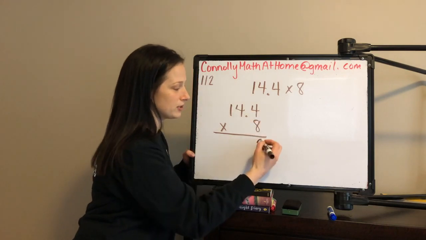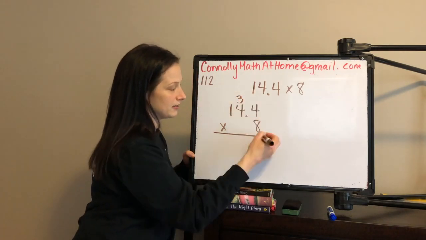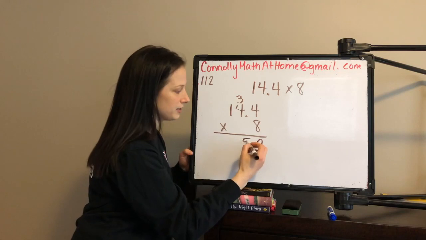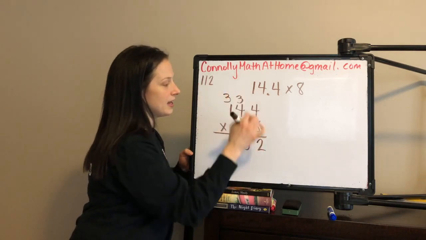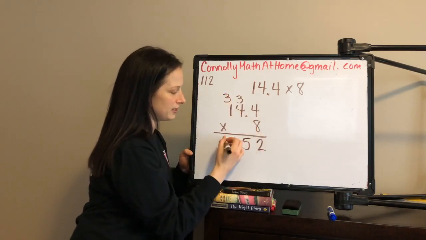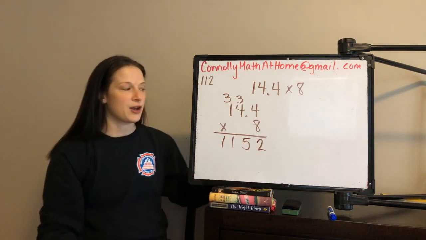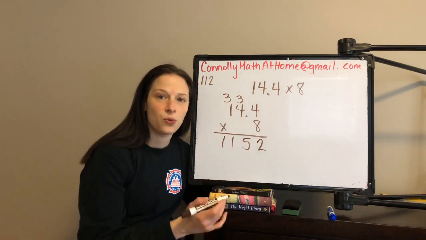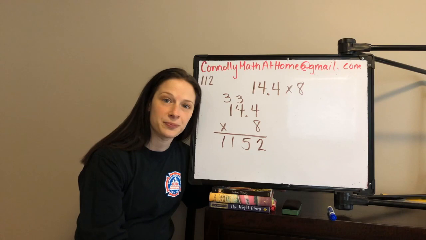So 8 times 4 is 32. Plus 3 is 35. 8 times 1 is 8. Plus 3, 11. Okay. So where does the decimal go?